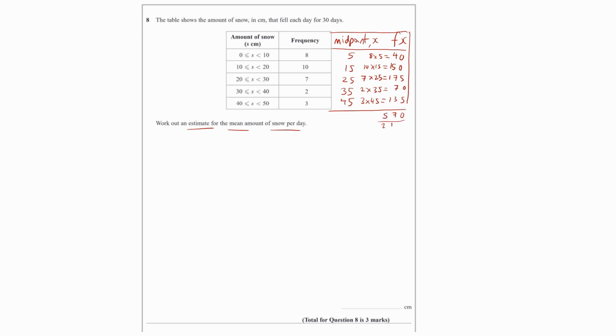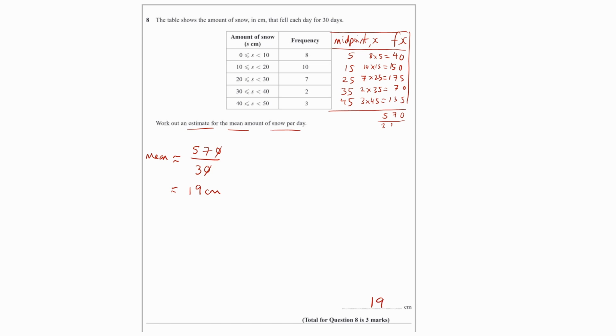And that's divided by 30. So the mean is approximately equal to 570 divided by 30. That's the total frequency. So 57 divided by 3, which is approximately equal to 19. That is centimetres.